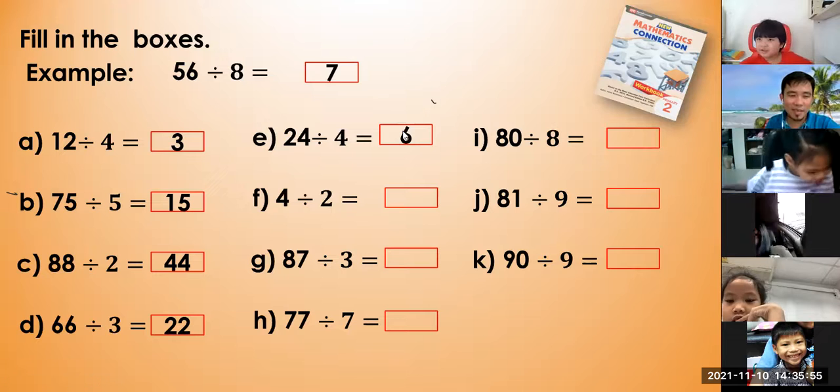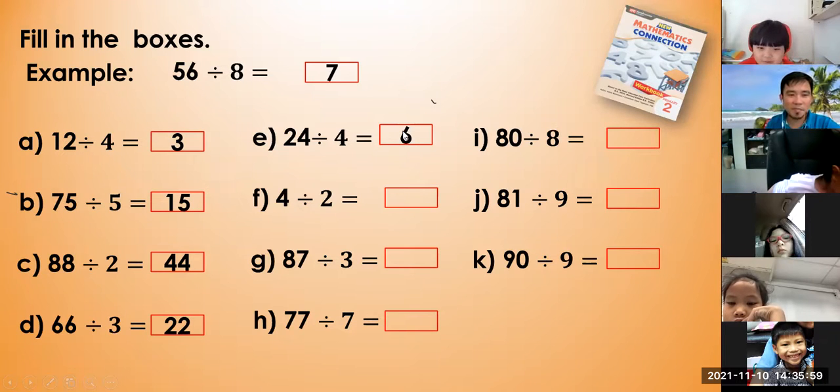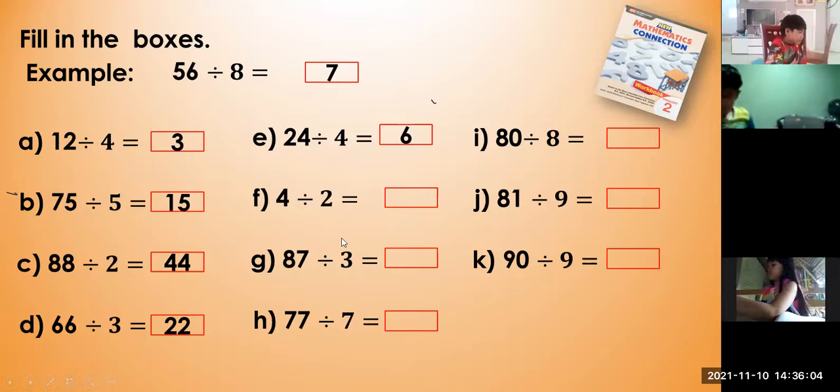How about letter F? What's your answer? 2. 4 divided by 2 is 2. This is the easiest question of them all. Next, letter G. What's your answer? 87 divided by 3. 29. 29 is correct.